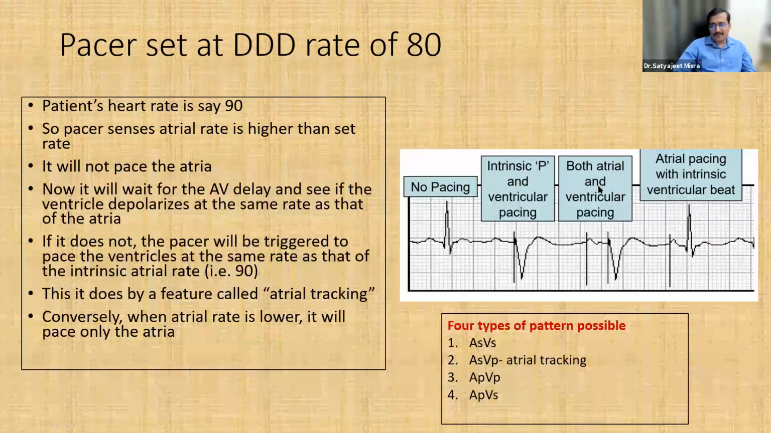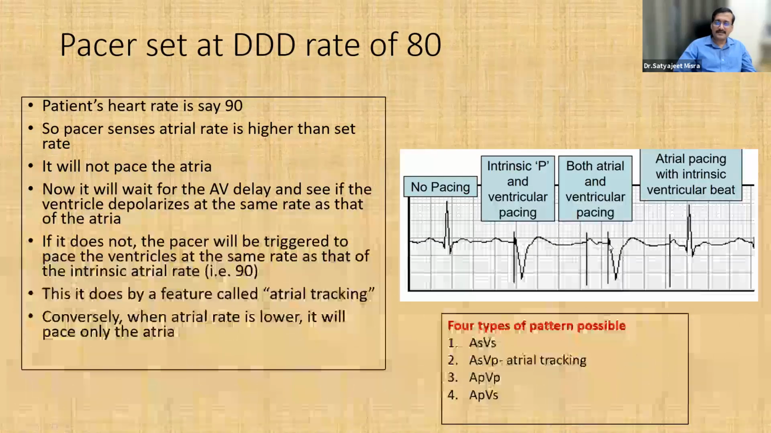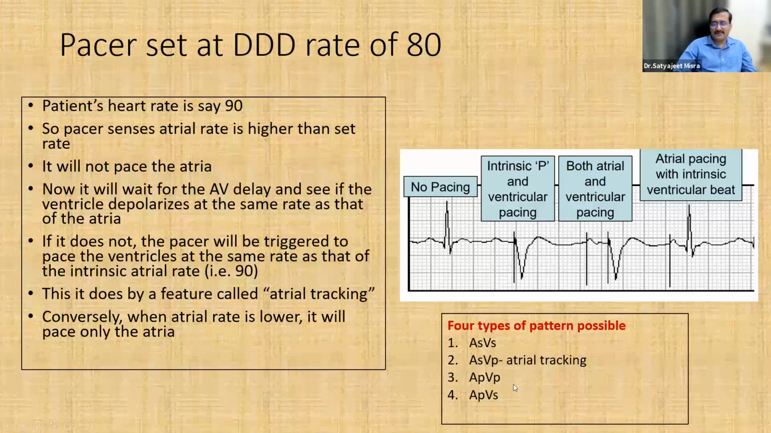Come to this situation. Here again, it starts the time delay and waits for the atrial impulse to generate. If it doesn't sense the atrial impulse being generated, it will pace the atria. So that is A pace. And it will again wait for the time delay, that is the AV interval, and wait for the ventricular QRS complex to be generated by the patient's own myocardium. If that doesn't happen, then it again paces the ventricle. So that's A pace, V pace.